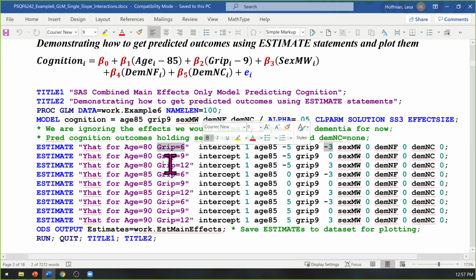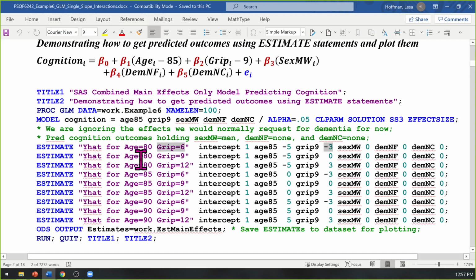Because this is my trail of breadcrumbs, right? To remind myself what I'm doing in each of these lines. So I picked plus or minus 3 for grip strength because 3 was roughly the standard deviation. That's a very common way to generate what a low versus a high value would be. I picked plus or minus 5 for the same reason for age.